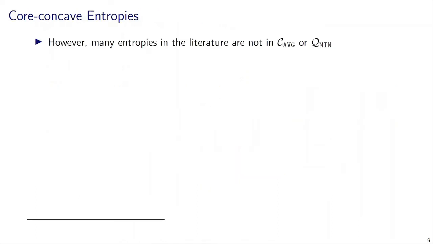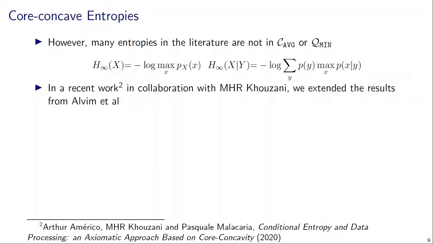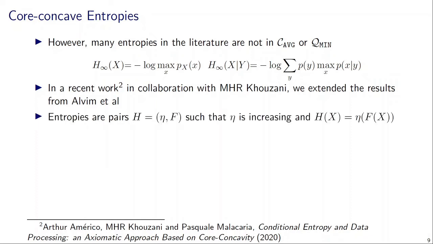However, many entropies in the literature are not in either family. For example, mean entropy with the conventional conditional form does not satisfy averaging or minimum. In a recent work in collaboration with M.H.R. Cusani, we extended these results from Alvim et al.